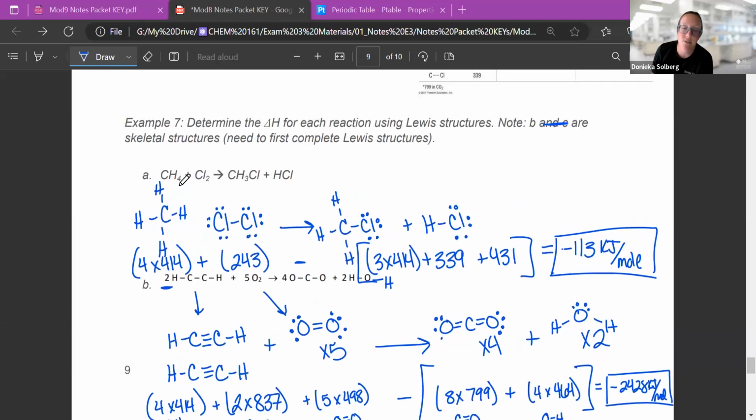Okay, if you're looking at these answers, you did have to draw the structures to know what the bonds look like. CH4 is 4 C-H single bonds, which takes 414 kilojoules of energy each. And the Cl-Cl bond requires 243 kilojoules of energy. You add all of these, and then you subtract all of these. Well, I drew this out, C with 3 hydrogens and a chlorine. These bonds are all 414 kilojoules of energy. This one is 339 kilojoules of energy. And this one is 431 kilojoules of energy.